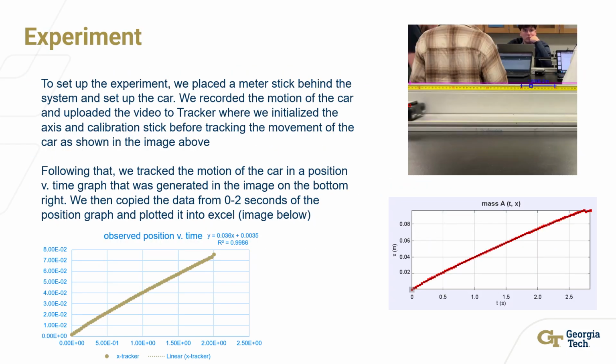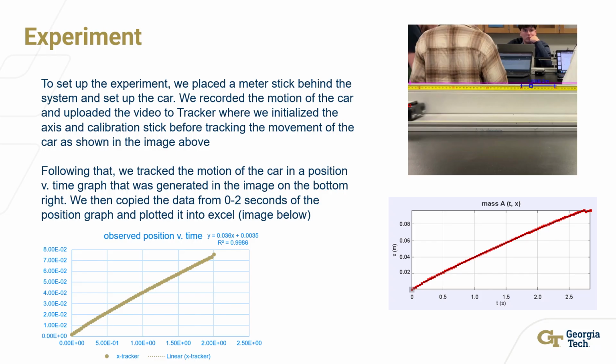To set up the experiment, we placed a meter stick behind the car and set the car up to the system. We then recorded the motion of the car and uploaded the video to Tracker, where we initialized the axis where positive x would be to the right and the calibration stick for 10 centimeters. Following that, we ran the Tracker on the motion of the car and plotted it in a position versus time graph that was generated in the image on the bottom right, in red.